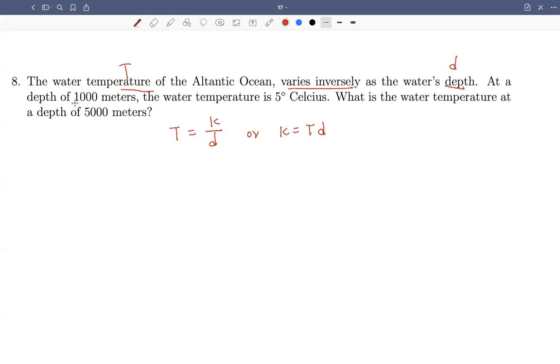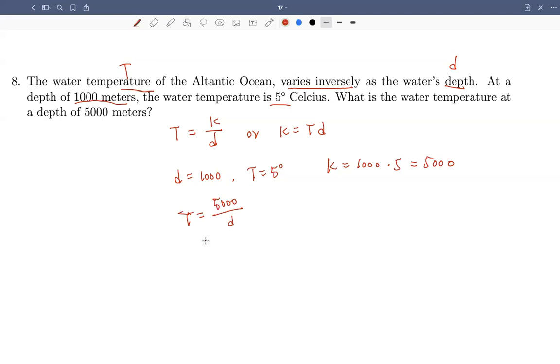At a depth of 1,000 meters, so that means D equals 1,000 meters. Then the water is 5 degrees Celsius. So the temperature is 5 degrees Celsius. So K equals 1,000 multiplied by 5, which is 5,000. Right? So we have our formula T equals 5,000 divided by the depth D.